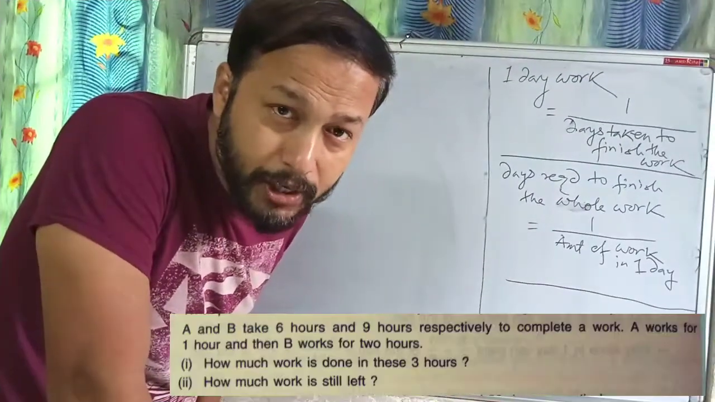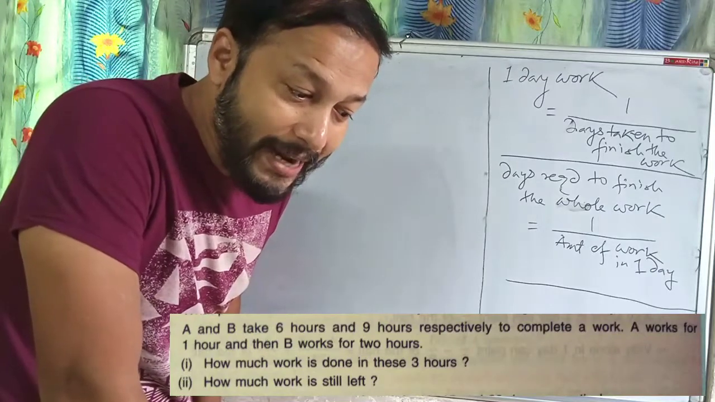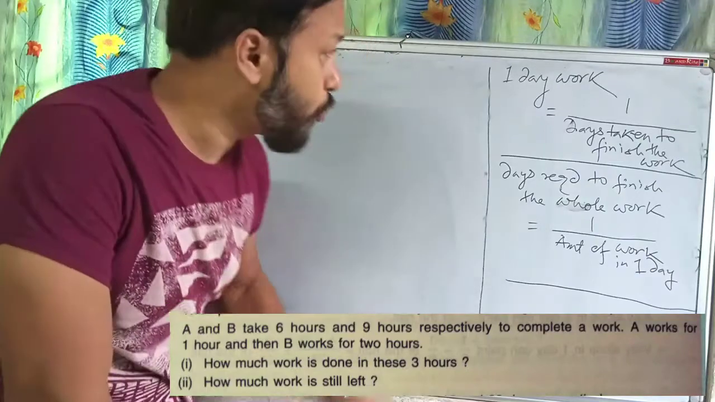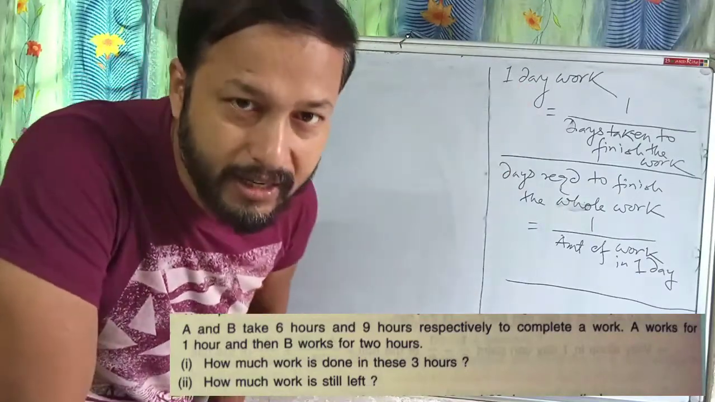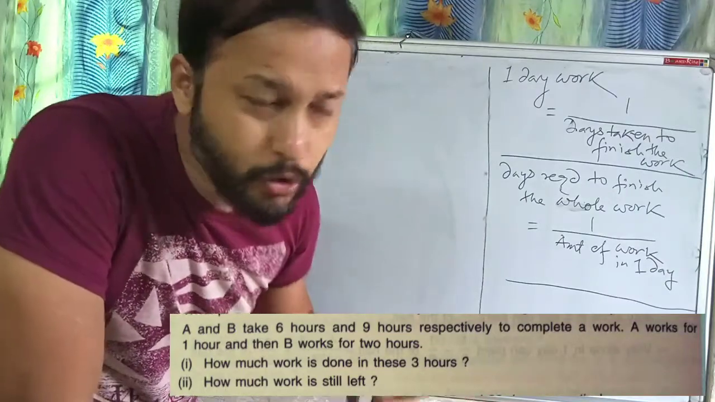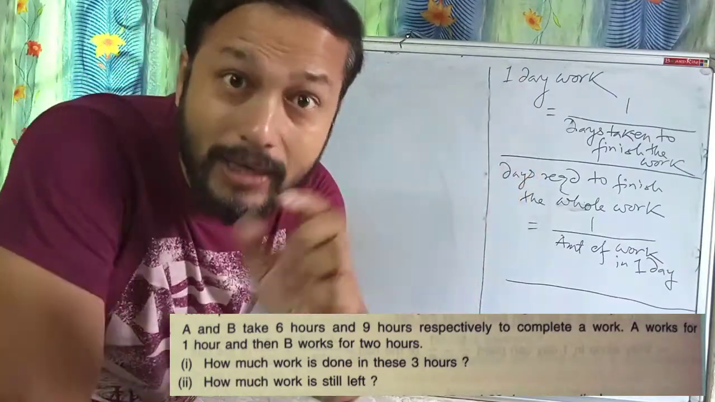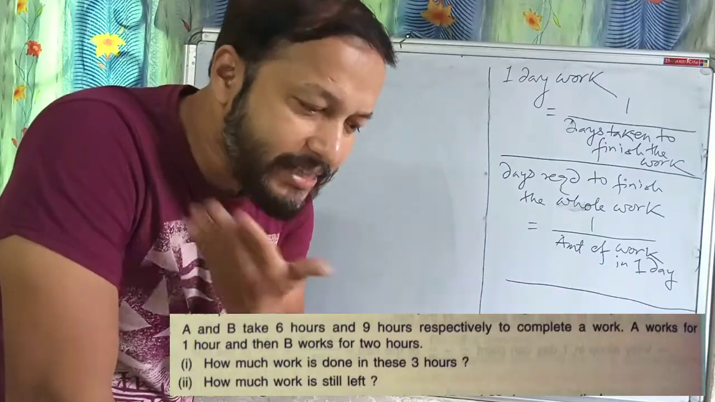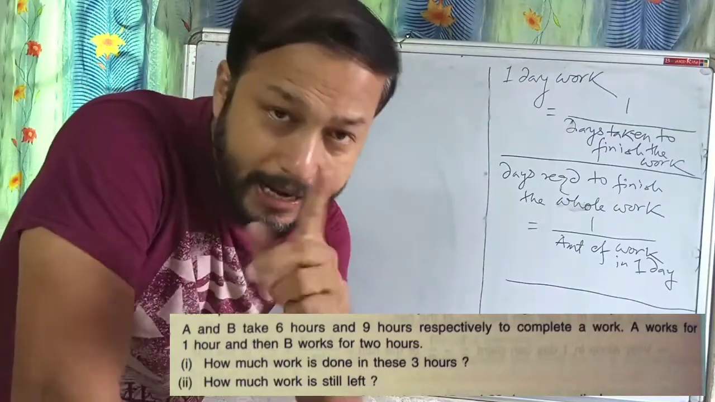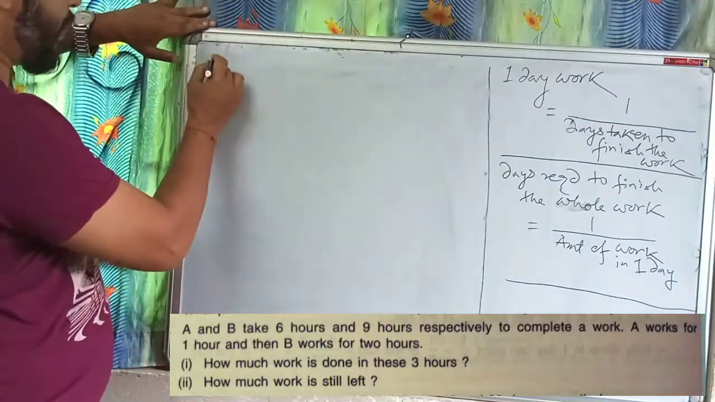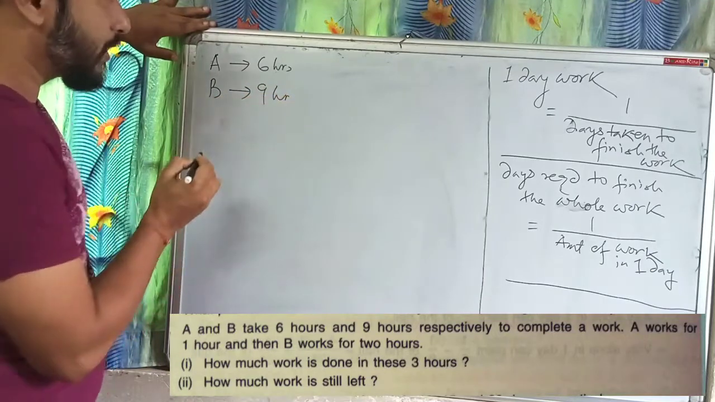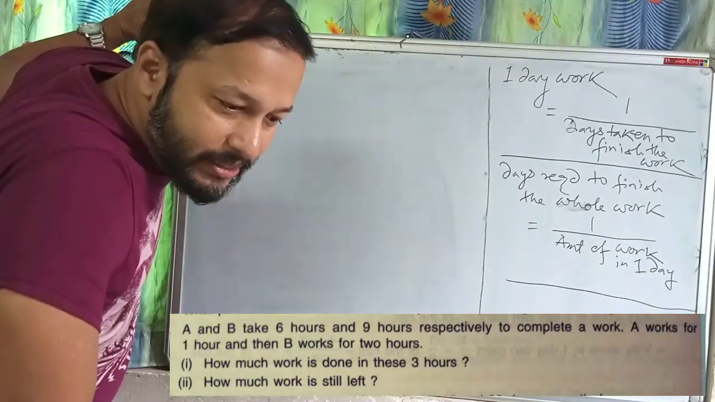Let's see the next question. A and B take 6 hours and 9 hours respectively to complete a work. So instead of days, hours are given. It's not an issue. Instead of days, we are going to use hours now. A takes 6 hours and B takes 9 hours.